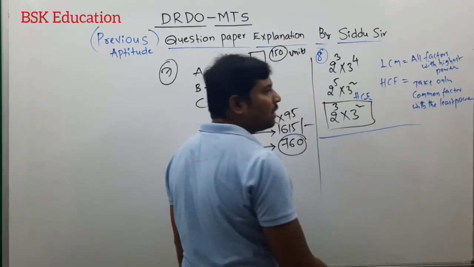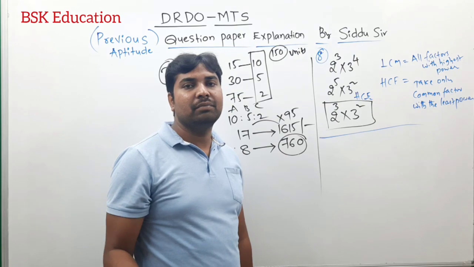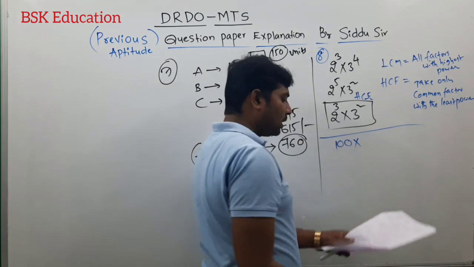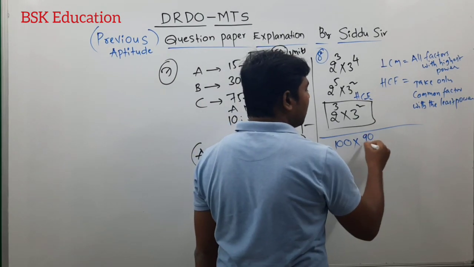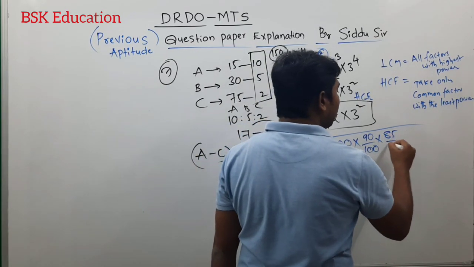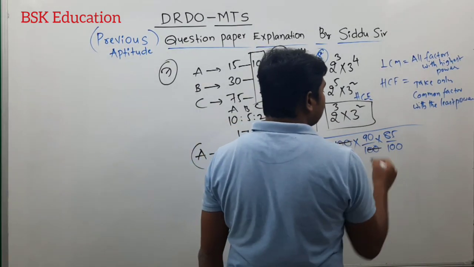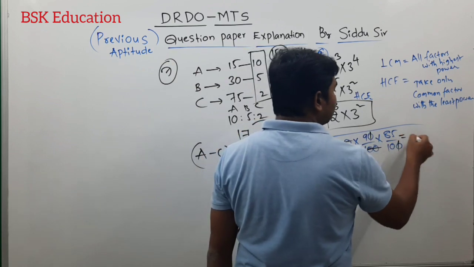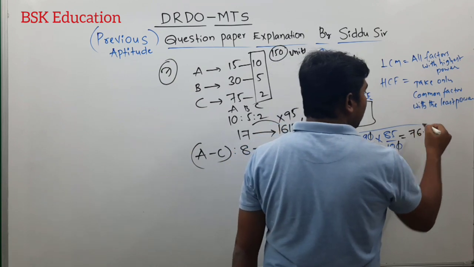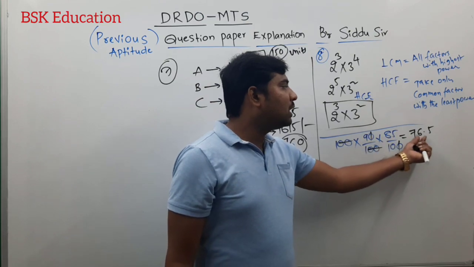Take the discount. I already explained that discount is only calculated on market price. Take the market price value as 100. 100 into the first discount of 10%, which is nothing but 90 divided by 100. Another discount is 15%, which is nothing but 85 divided by 100. Simple. 100 and 100 cancel. 9 into 5 is 45, 9 into 8 is 72, so 76.5. So for the 2 discounts, it will be equal to 76.5 percent.